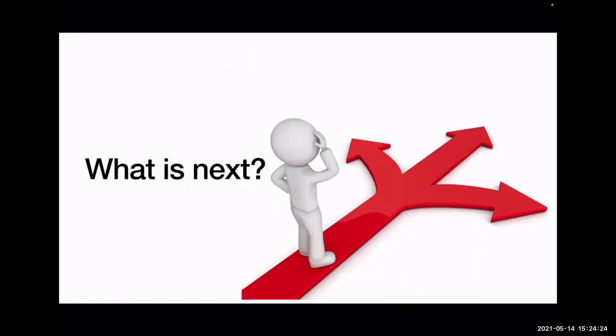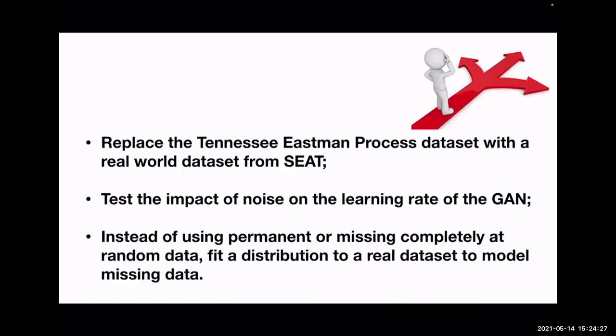So what's next? The next thing would be to replace our Tennessee Eastman process data set with a real data set that we hope to get from SEAT. Another thing would be to test the impact of noise on the learning rate of the GAN. That's something that we realized the GAN actually has a problem with. If you have noisy data, the generators sometimes get very confused between distinguishing different types of samples. And then instead of using permanent or missing completely at random data, we would like to fit a distribution to a real data set to model missing data.